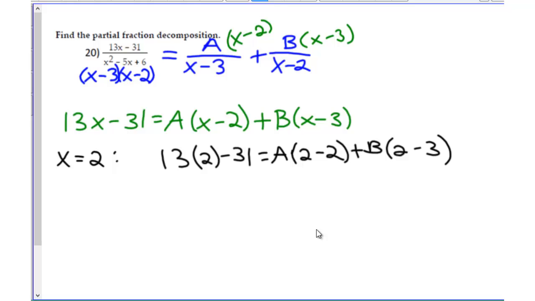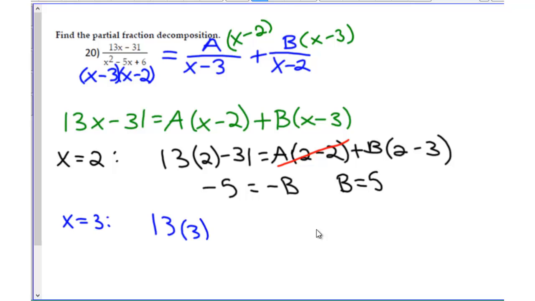And the reason that's so great is because right here that cancels. And so we just have 26 minus 31, which is negative 5, equals negative B, which means B equals 5. And then we do it for x equals 3. And you could plug in B as well, but we're not actually going to have to because B is going to go away.